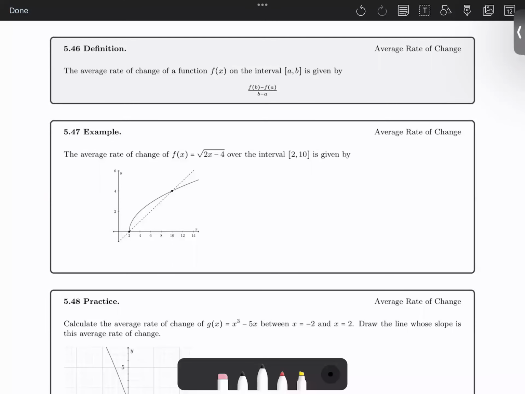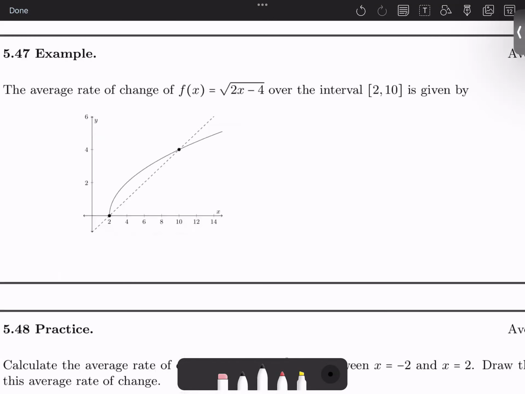So straight lines have a constant slope. That tells you how fast the y value is changing. It tells you how fast it's increasing or decreasing. But we can find average rates of change of any function. And the way that we do that, so here we have a function, the square root of 2x minus 4. It gives us this graph right there.